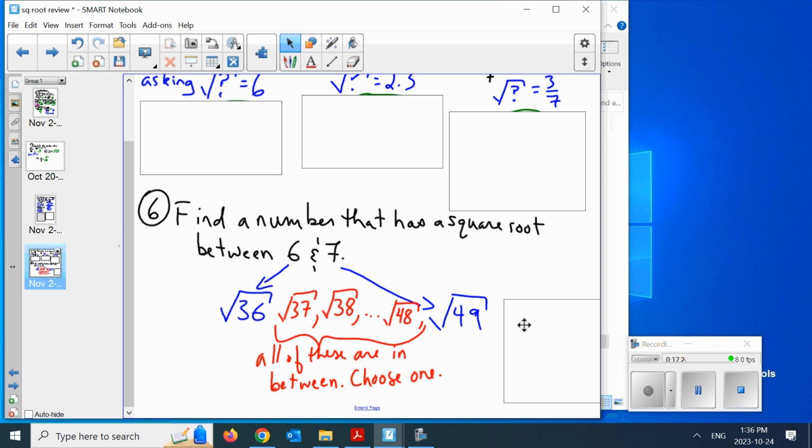Any of those, you could just say root 38, root 41. I don't care. You don't have to write all these answers up. You could have said root 41.4. As long as it falls in between root 36 and root 49, those are all answers you could choose from, right? Because if you put any one of these red things into your calculator and hit the square root button, you're going to get a number that's 6 point something, right? That's in between 6 and 7.